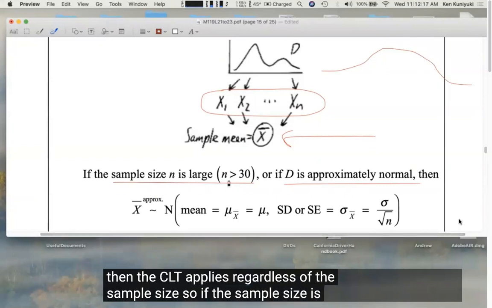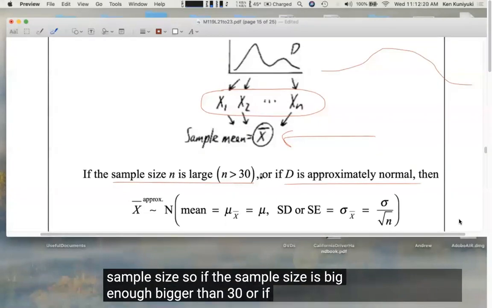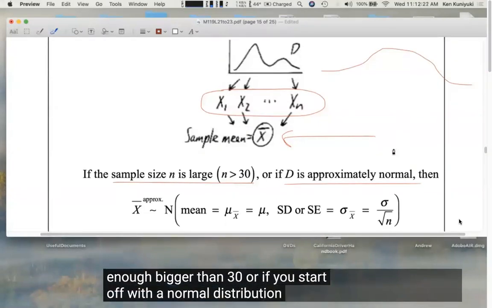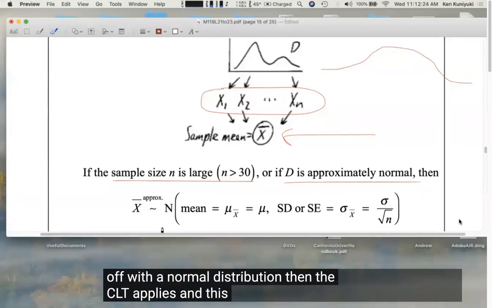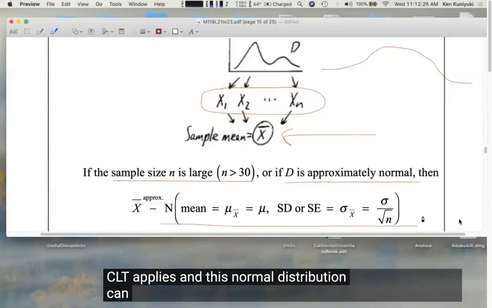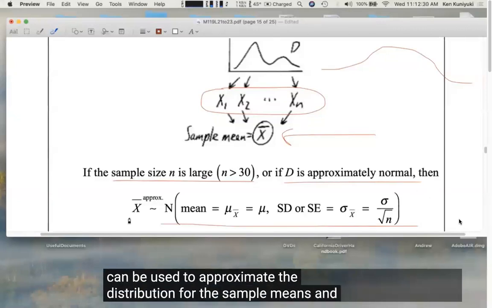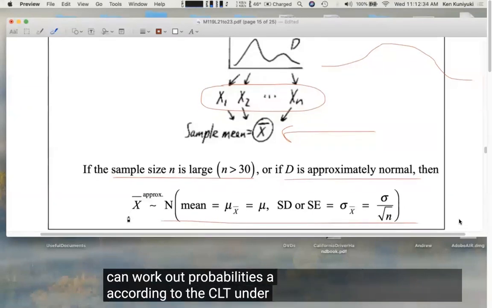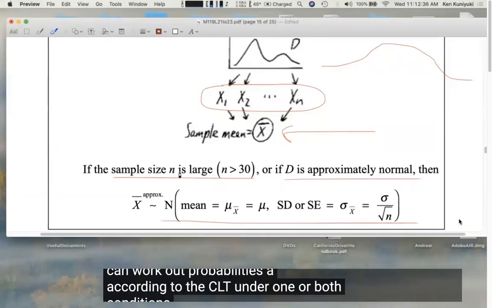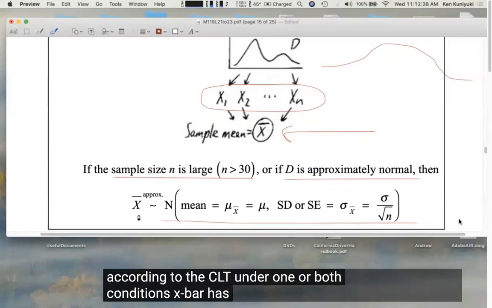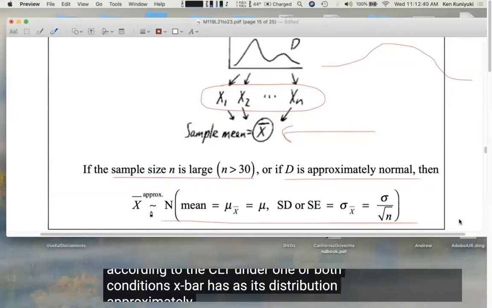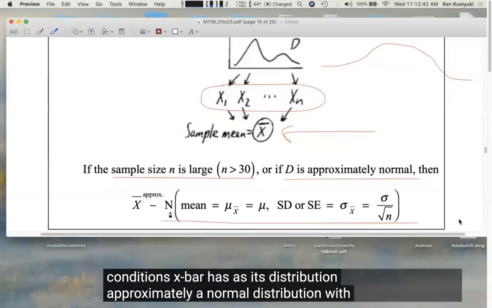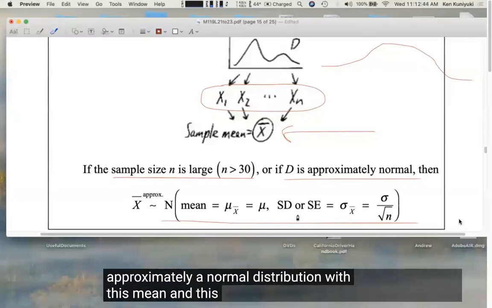So if the sample size is big enough, bigger than 30, or if you start off with a normal distribution, then the CLT applies. And this normal distribution can be used to approximate the distribution for the sample means, and we can work out probabilities. According to the CLT, under one or both conditions, x bar has as its distribution, approximately, a normal distribution with this mean and this standard deviation or standard error.